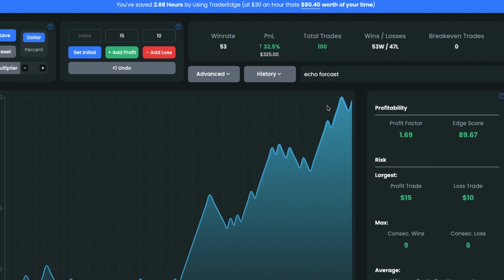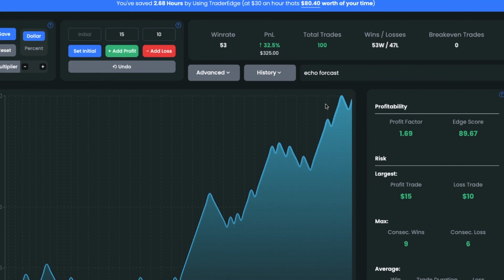Absolutely. It does need some tweaks and maybe some adjustments in the actual targeting. I would maybe target higher, but overall this is a very good strategy and I do recommend to trade it.